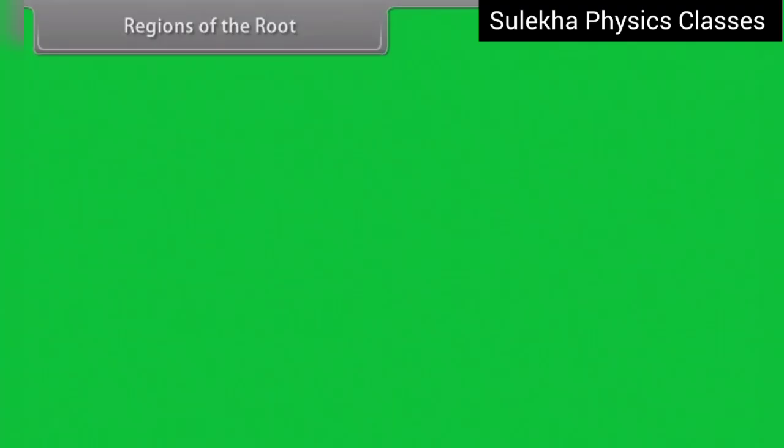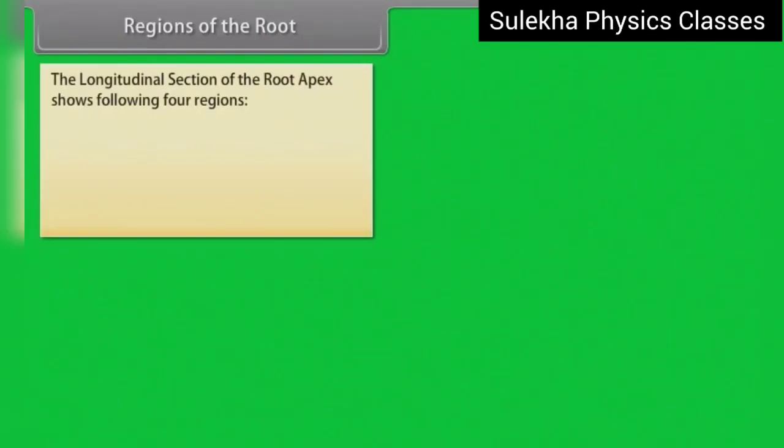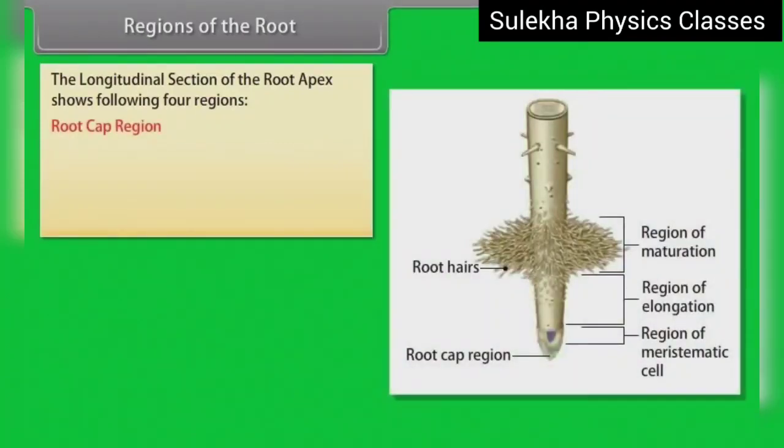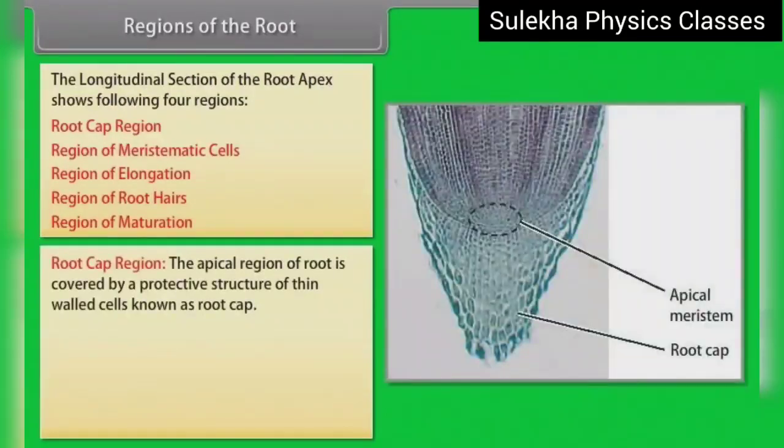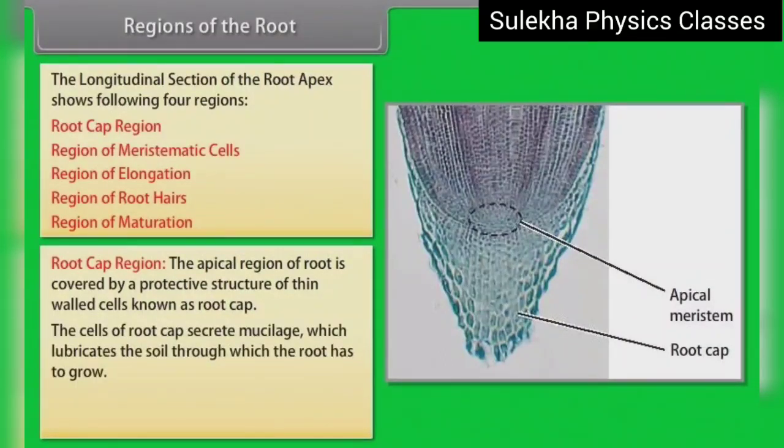Regions of the root. The longitudinal section of the root apex shows following four regions: root cap region, region of meristematic cells, region of elongation, region of root hairs, region of maturation. Root cap region. The apical region of root is covered by a protective structure of thin-walled cells known as root cap. The cells of root cap secrete mucilage which lubricates the soil through which the root has to grow. Root cap also helps in the movement of root in the soil.